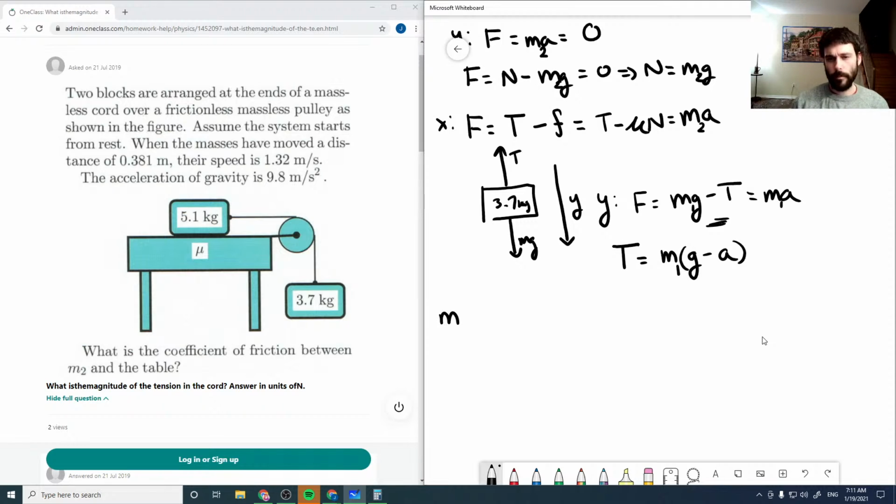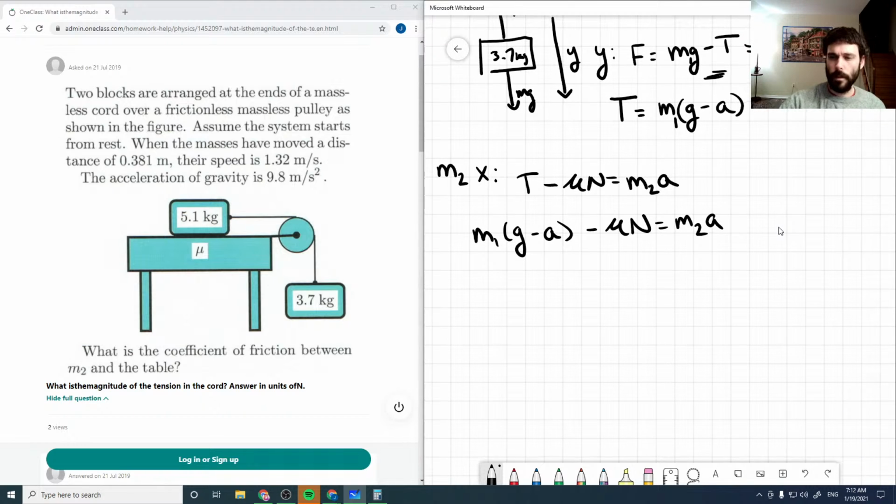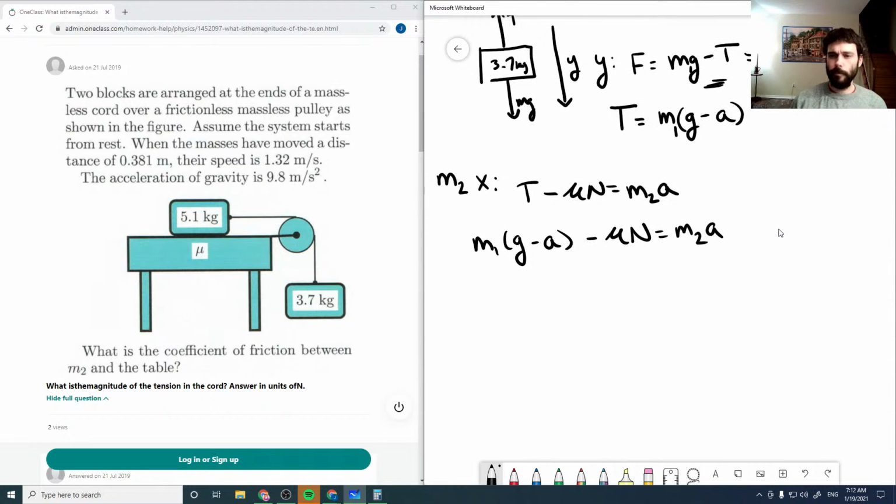So from M2 x, we have that tension minus mu n is M2a. And so then we have M1 g minus a minus mu n is equal to M2a. And now we can start to solve for our acceleration.